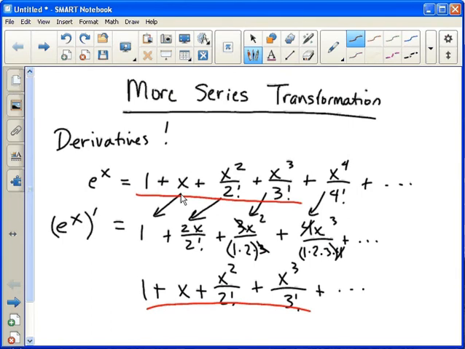And that makes perfect sense because the derivative of e to the x is itself. So it makes sense that if you take the derivative of its Taylor series, you're also just going to get itself.